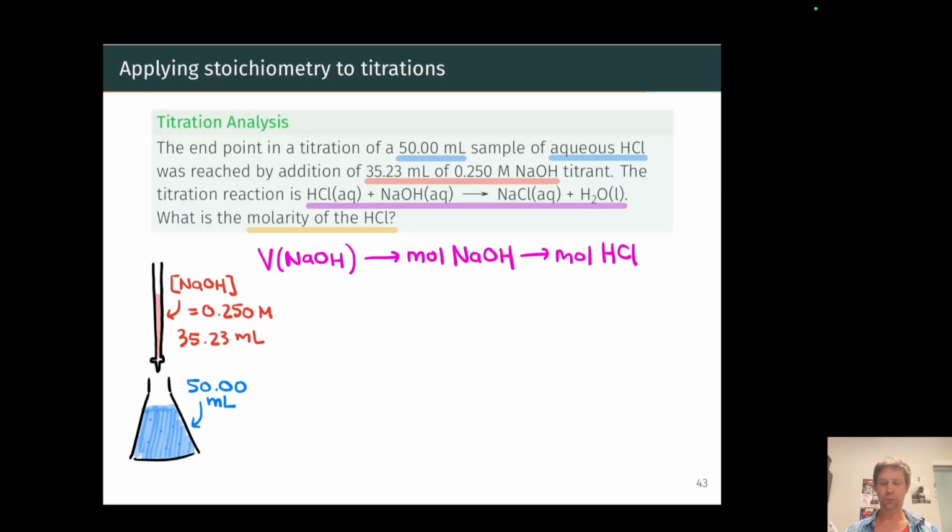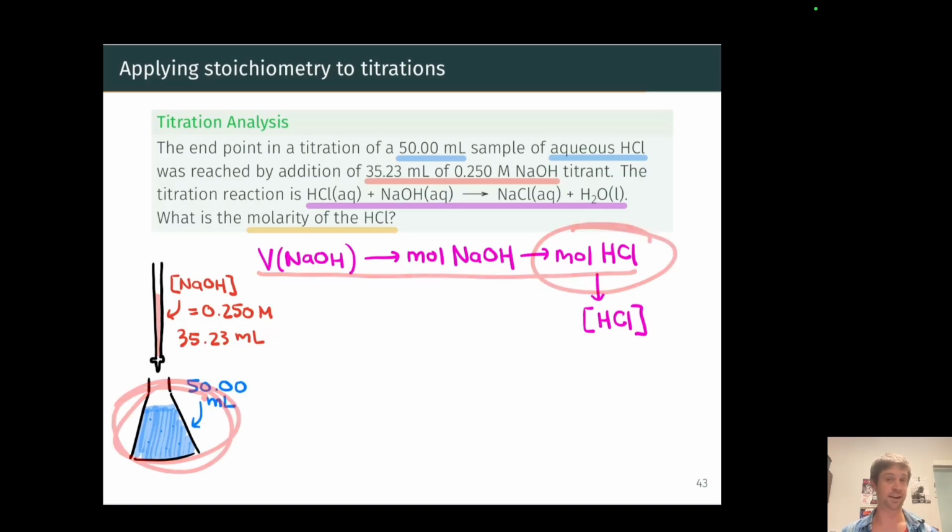And then to get to the molarity of HCl from the moles of HCl, well, in that case, all I'm going to do is divide by that 50 milliliters that was the original solution volume. And so all this work here tells me the moles of HCl that were originally present in this analyte solution. And dividing by that 50 milliliters of volume tells me the molarity of HCl in that original solution. Once you've diagrammed out this flow chart, I think the math becomes relatively straightforward.